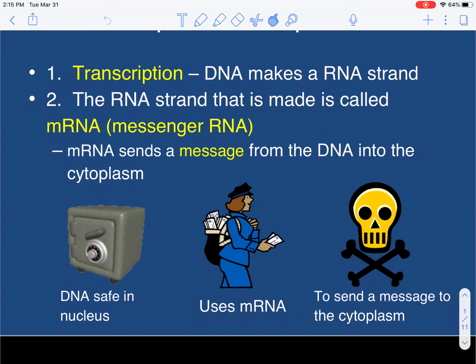And this messenger RNA sends a message from the DNA into the cytoplasm. So you can think of messenger RNA as Amazon Prime, the postman. They are delivering a message. It's just a message. Or like when I comment on your work on Google Classroom, I'm relaying a message. Now the reason why it needs to relay a message is because DNA needs to stay in the nucleus. That's where it's safe. So it uses messenger RNA to send a message out into the cytoplasm.